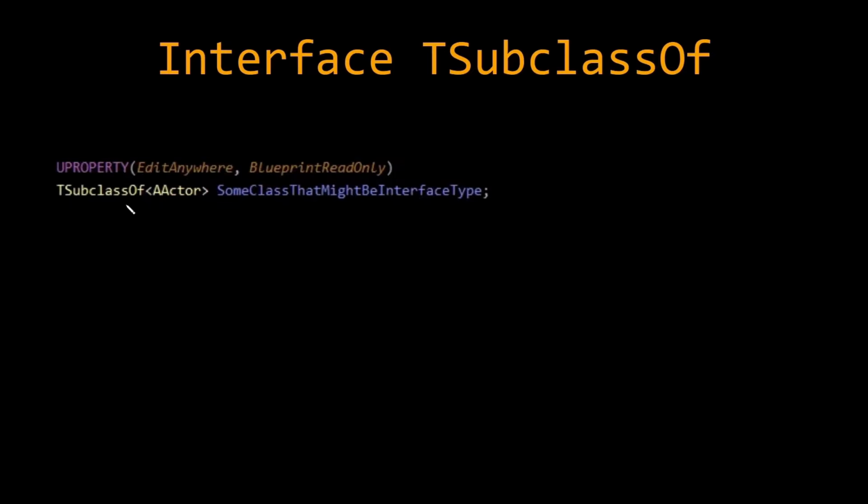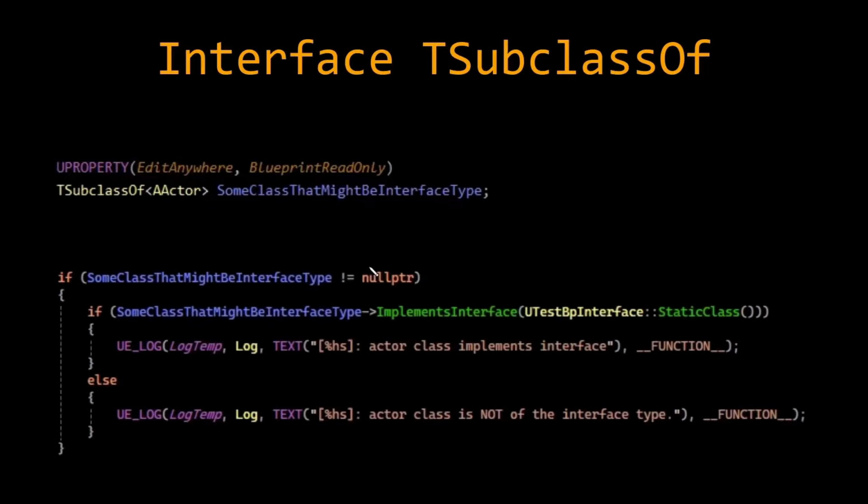Let's say you are in a different situation where you did have a TSubclassOf, but it may or may not be that interface. So this is some class that might be the interface. We don't know. How do you find this out at runtime in code? Well, what you can do is call this function that is similar to the other one.